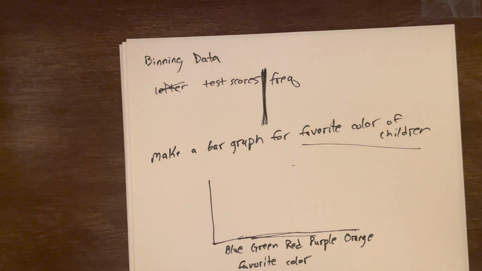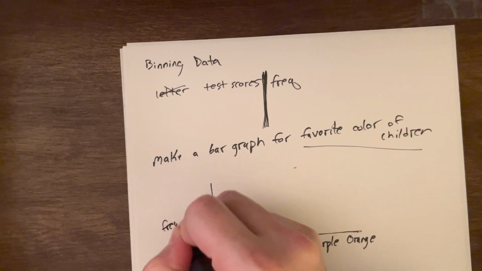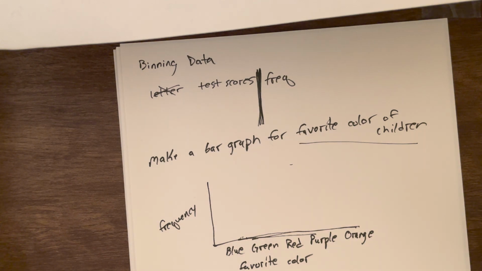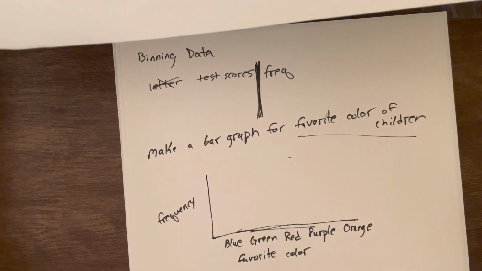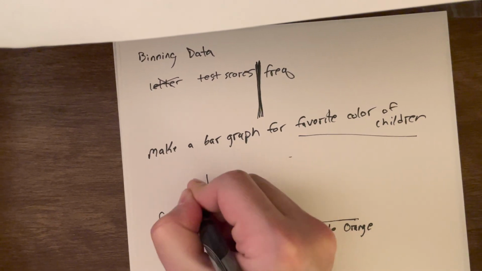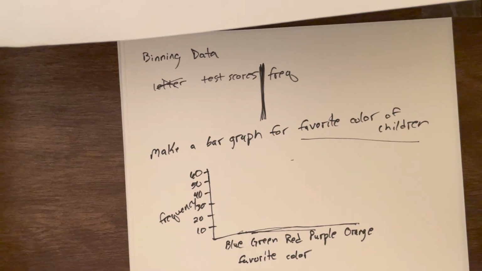So this is my frequency. And some people explain that with a little more detail. That frequency here literally stands for the number of children. It gets a little repetitive here, favorite color for children, that we keep repeating. But frequency works. Like I said, I'm going to go by 10. Like 10, 20, 30, 40, 50, and 60.